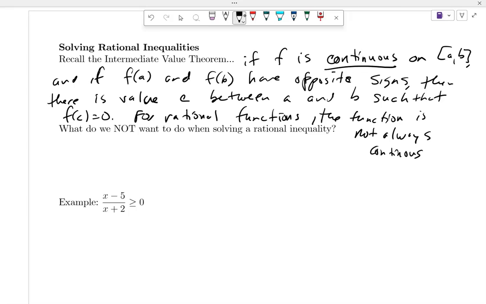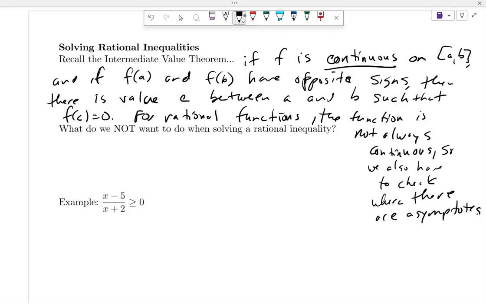Okay? And I can't spell continuous this morning, apparently. The function's not always continuous, so we also have to check where there are asymptotes. Okay? I have to be careful.